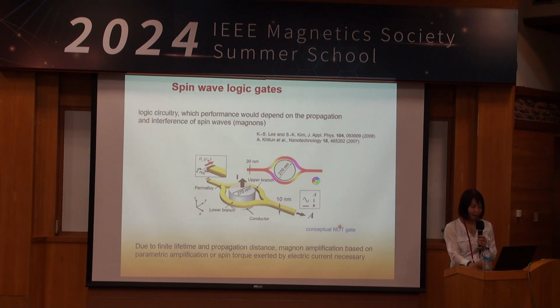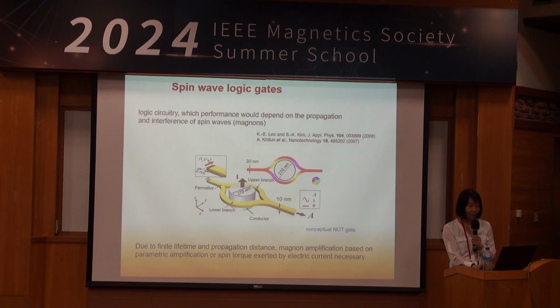Realizing these gates is far more challenging, of course, a lot of the time because of the finite lifetime of the magnon and the limited propagation distance of the magnon. So one really needs to find a way to amplify the magnons. Again, spin transfer torque is one of the leading methods to do that electrically.